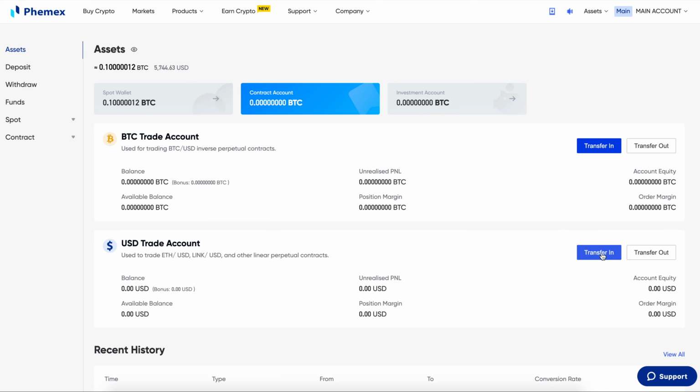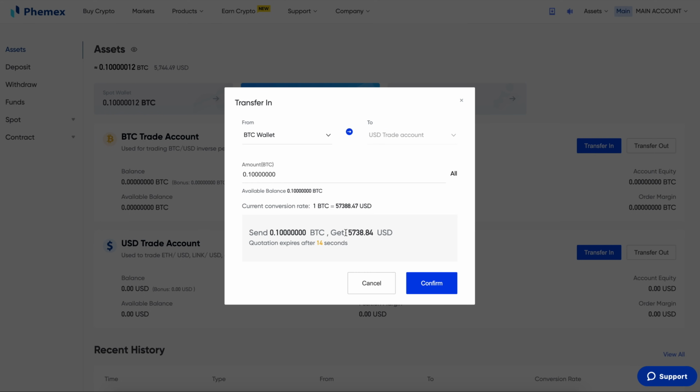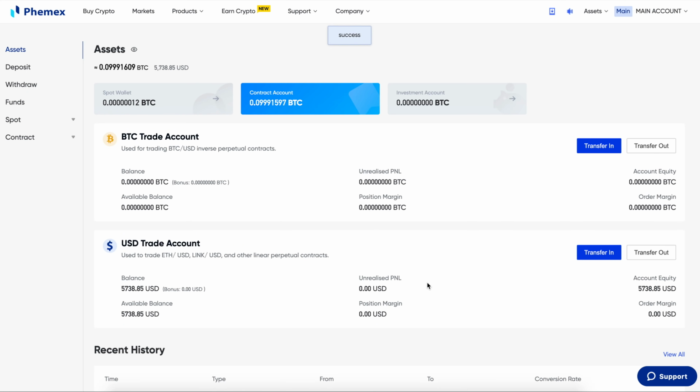So come down here and click on where it says transfer in. And we need to transfer it from our Bitcoin wallet to the USD equivalent. So we'll just click all, and this button will come up that says get quotation. So click on that, and you can see it'll give you a live estimate that will refresh every 15 seconds. So if we want to trade, we can do that right now. Click confirm, and boom. Now our contract account has been funded. And actually, if I refresh this page, you'll see that it is reflected down here in the USD trade account.